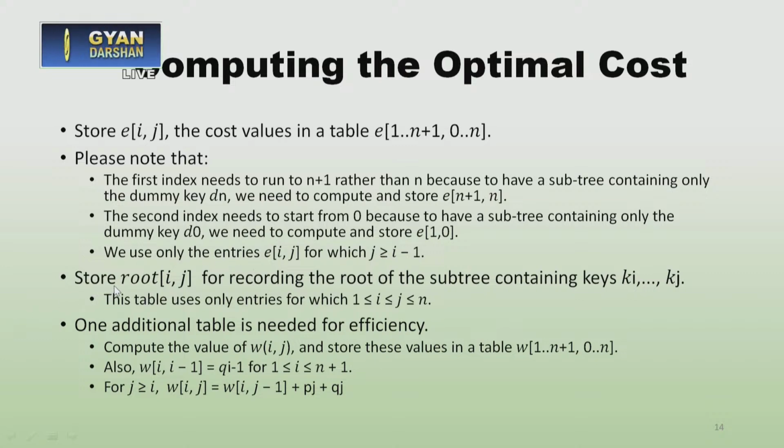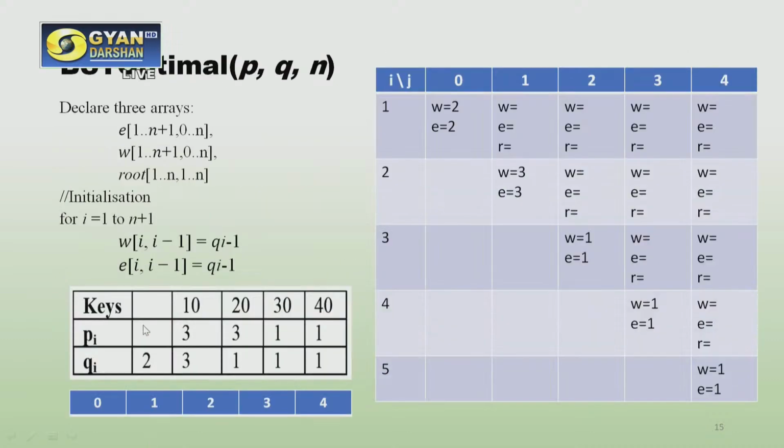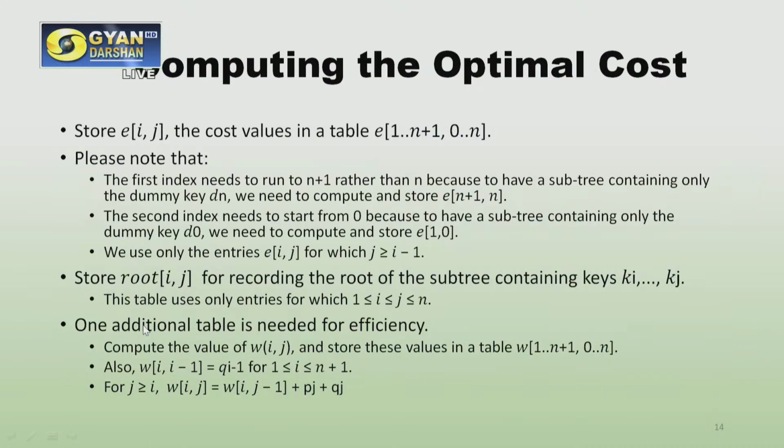Another array we will be using is a second array to store root i comma j, for recording the root of the subtree containing keys ki till kj. In fact, if you remember what we did, we picked one key as the root, with a left subtree and a right subtree. So we need that particular thing. The root table is going to store that value.